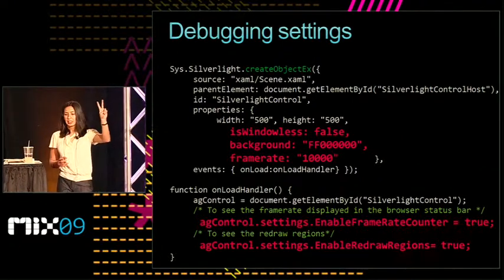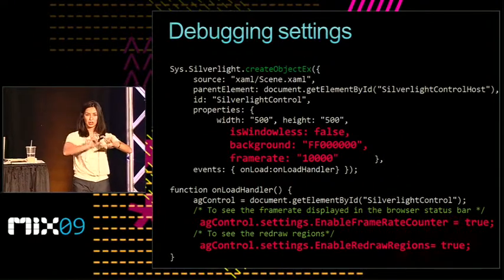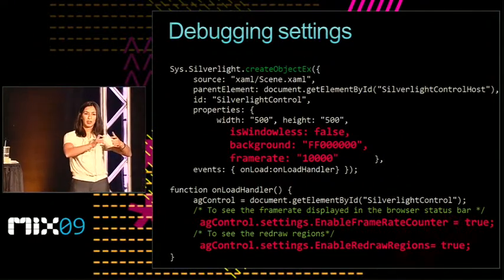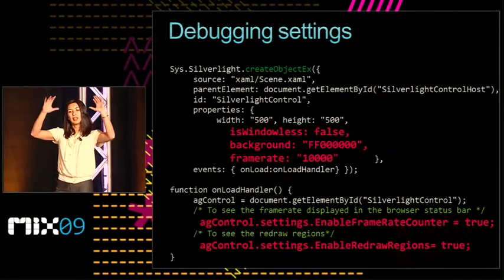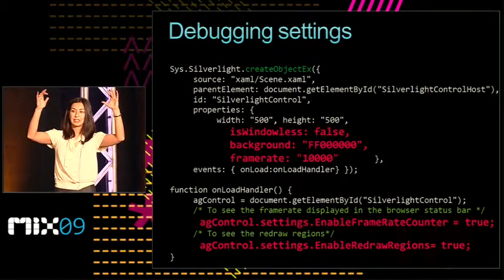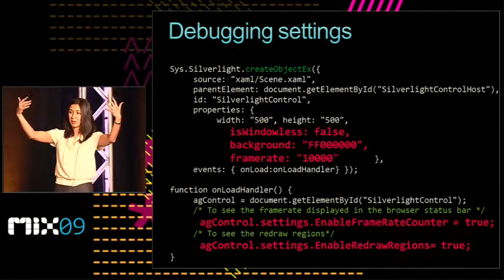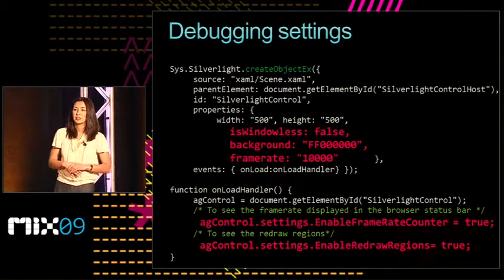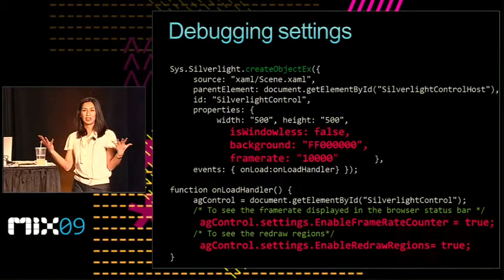Two other debugging settings. The first one being enable frame rate counter, which will show in the lower left of the status bar. It will actually show your frame rate and how often we present to the screen. And in hardware, it will actually show how many textures are displayed and how many textures are created. So if you're trying to debug a memory problem, it's a great little debugging tool. It's ugly, but it works. And then, of course, enable redraw regions.